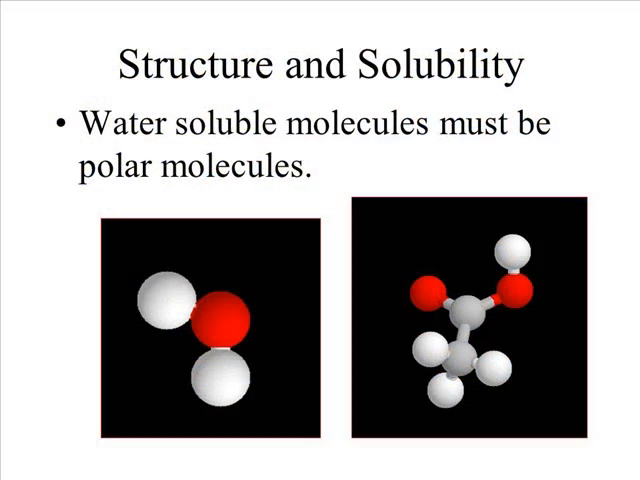In order to be water-soluble, your molecule must be polar, or water must be able to induce a polarity in the molecule. So these 2 molecules, the water on the left and the acetic acid on the right, would be soluble in each other because they both have polar structures.